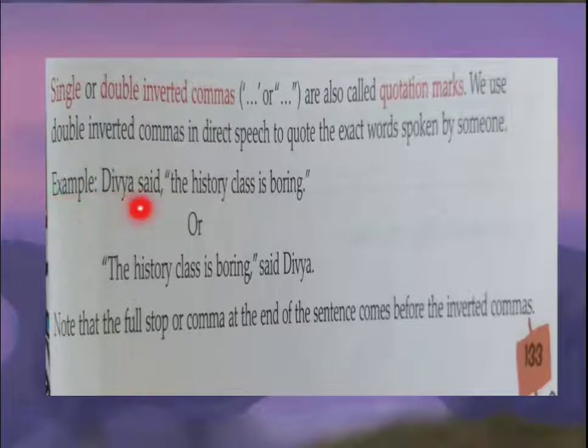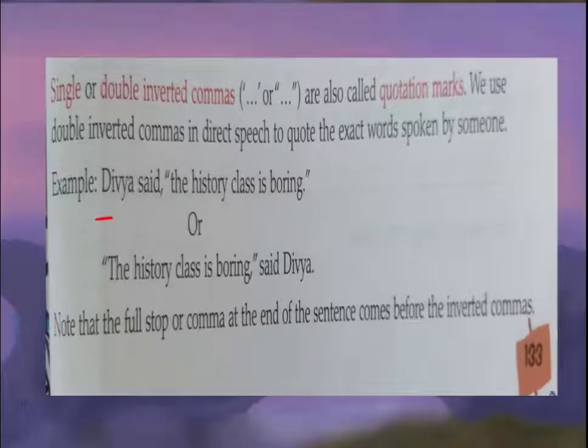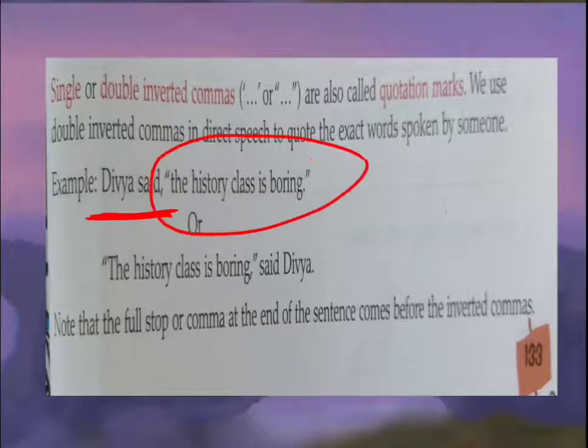For example, Divya said, "The history class is boring." Now look at here, students. Divya said what? This girl said, "The history class is boring." What's the exact word of Divya? The history class is boring. So these words we have to put in inverted commas. And after "Divya said" we have to put a comma. And whatever she spoke, those words we have to take in inverted commas.